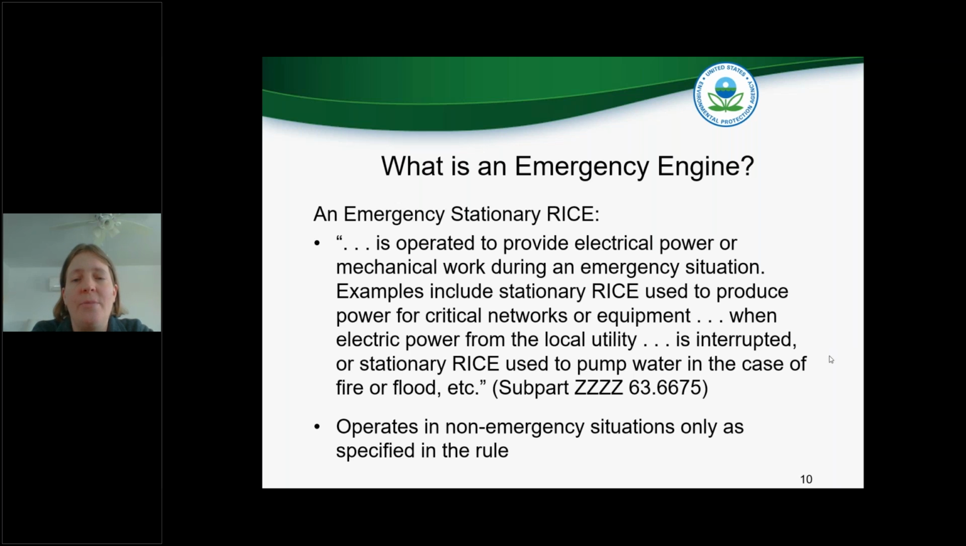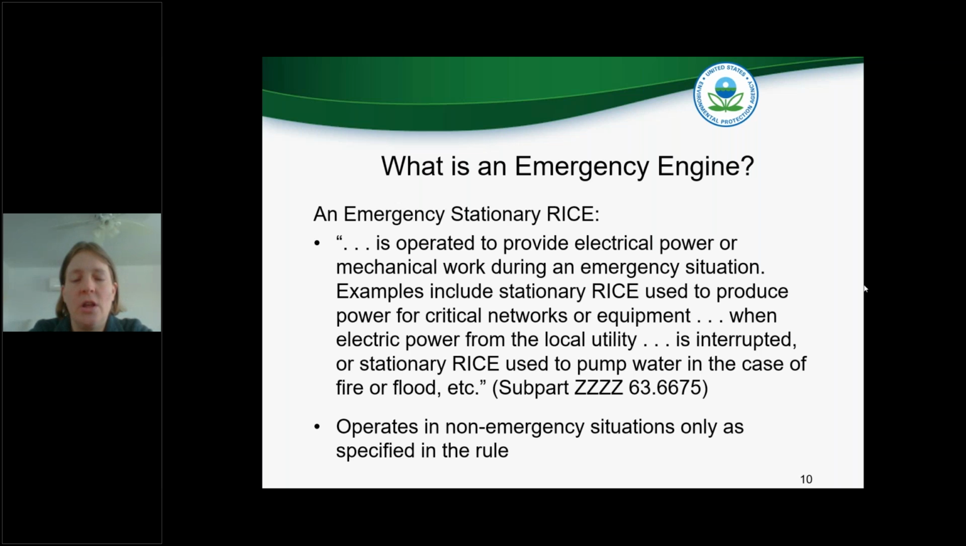Many of these facilities have backup generators. They provide power in the case of an emergency, but the term emergency itself is not specifically defined in any of the 3 RICE rules. But EPA typically considers emergency situations to be an unexpected loss of grid power due to factors outside the control of the facility, like a natural disaster, some sort of a power grid failure, or an extreme weather event.